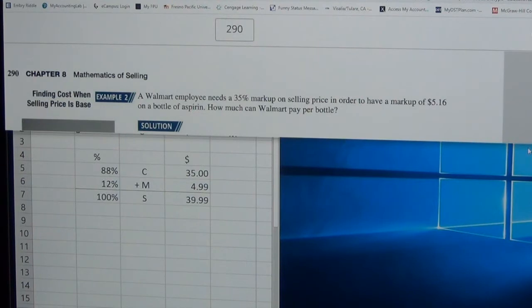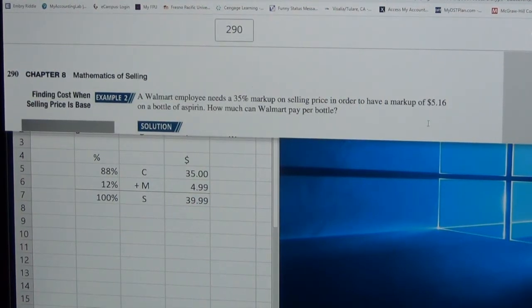A Walmart employee needs a 35% markup on selling price in order to have a markup of $5.16 on a bottle of aspirin. How much can Walmart pay per bottle? What this suggests is that the market is dictating the price. Walmart doesn't have much of a choice in this example. They can only sell this for a set price. So now they've got to work backwards to figure out, well, let's negotiate the cost or the price with the vendor. So they're trying to figure out what can I pay in order to have my markup of 35%. Okay, once you've solved that, go ahead and press pause.